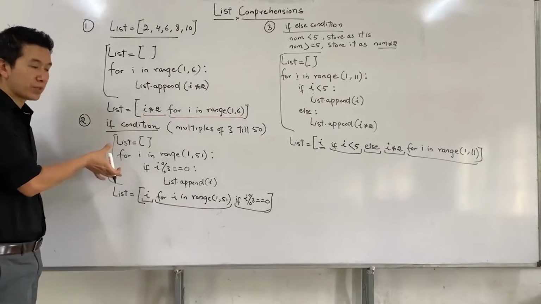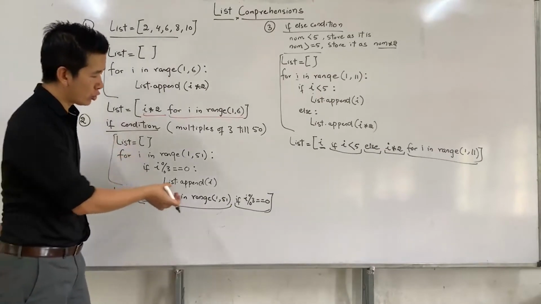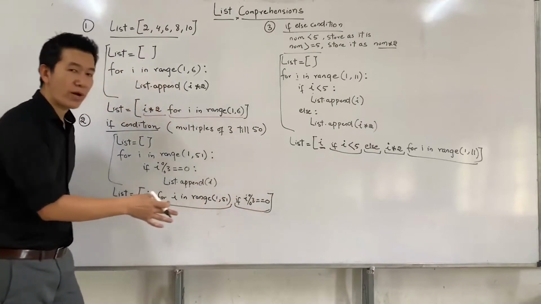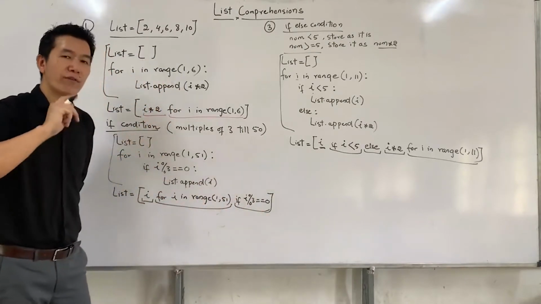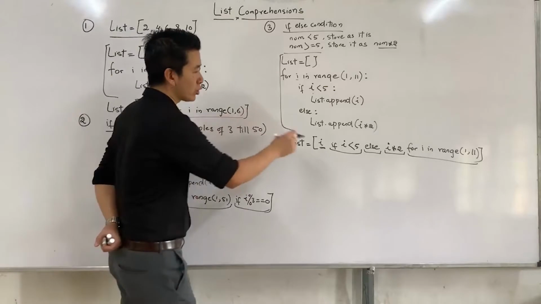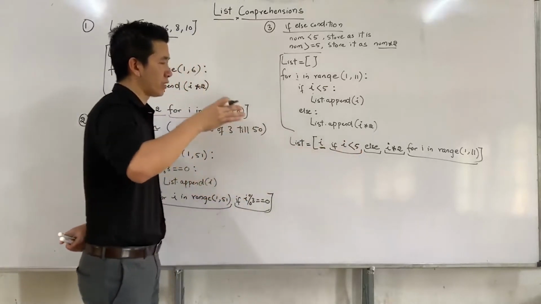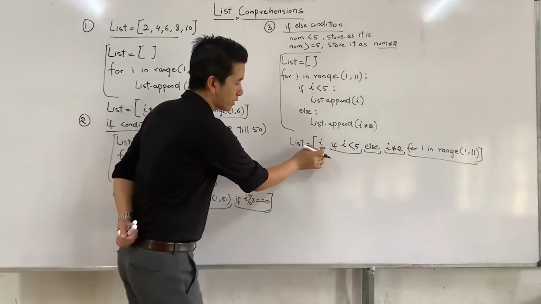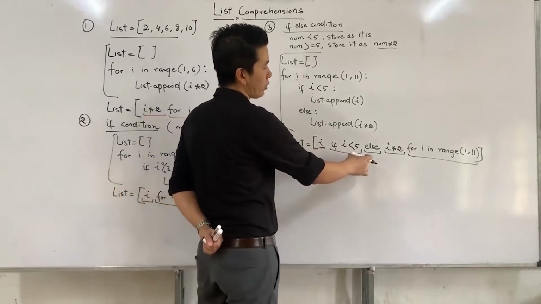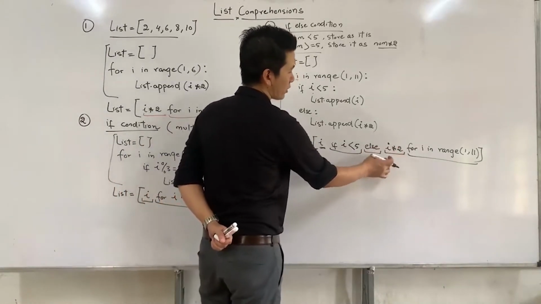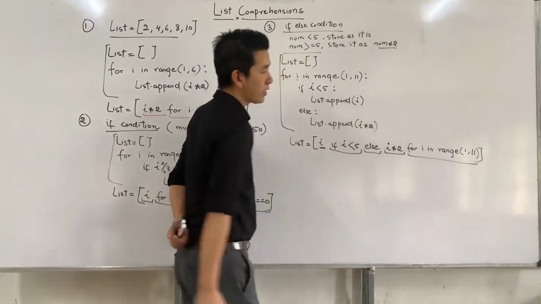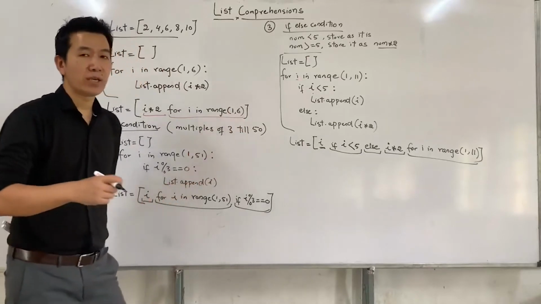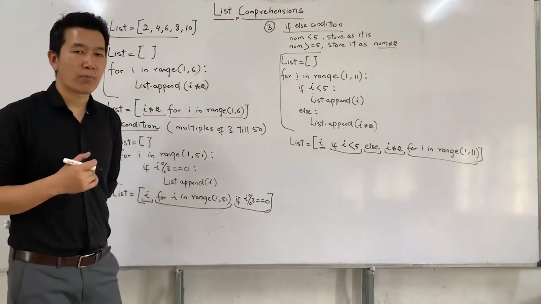So if the situation demands us to use just one if condition, you could have it here. Otherwise, if you have this pair of if and else, then you need to have this picture clear in your mind. The first thing that comes here is the statement associated with if, and then you have else, and then the statement associated with else, and then comes the for loop. So this is again one of the variations in list comprehension.